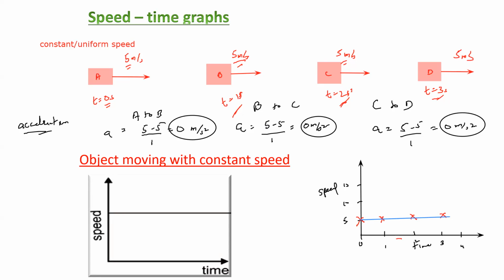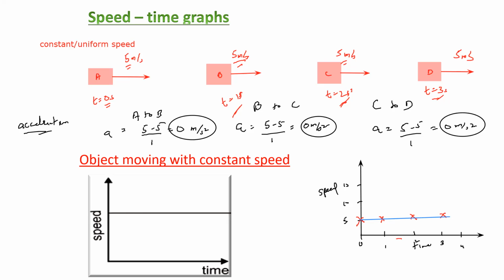So the first one we discussed was when the object is stationary, and the second one we discussed was that the object is moving with a constant speed, or the object is not accelerating. So it will be a horizontal line for a speed time graph.